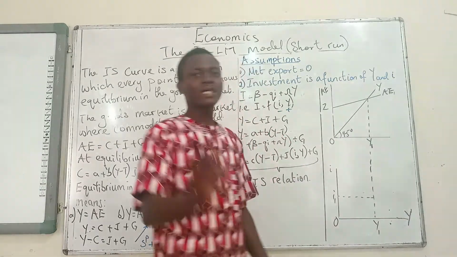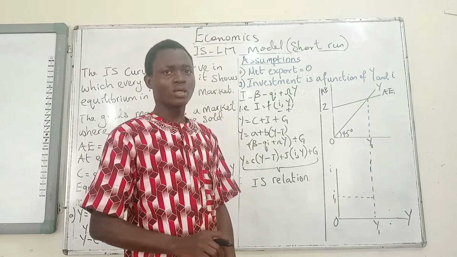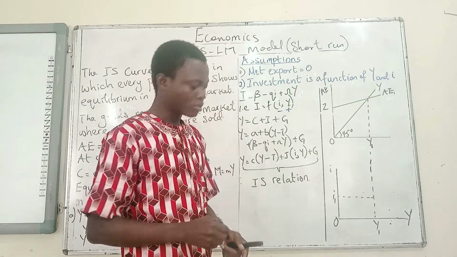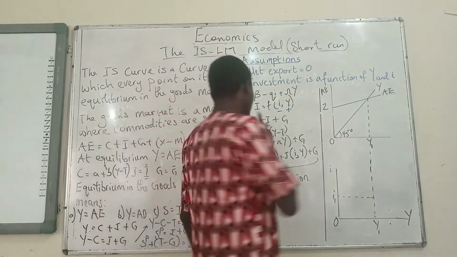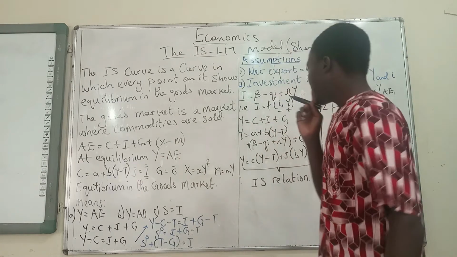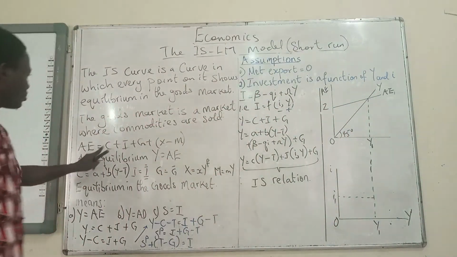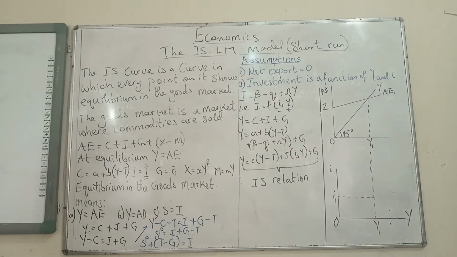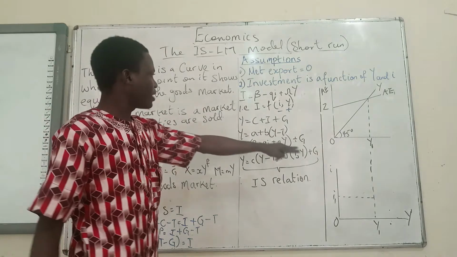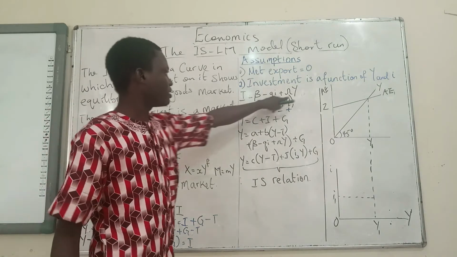Now what happens when the interest rate rises? I really want us to know something. When the interest rate rises, you come back to the components of the AE. You have C plus I plus G, of course. Now the investment is already this. Interest rate is only found in the investment function.